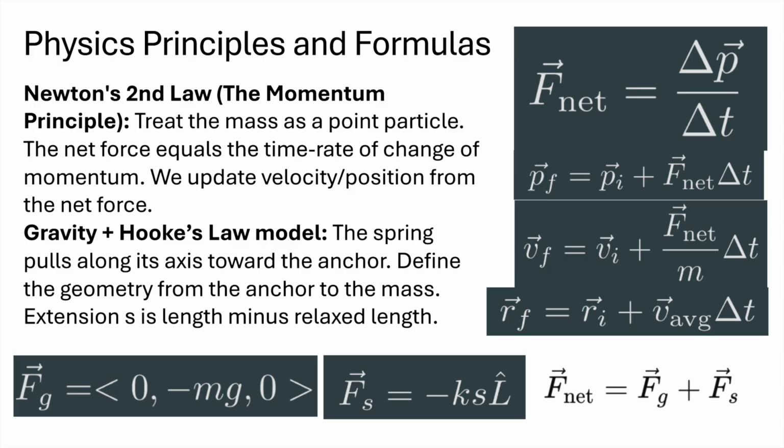So, our physics principles and formulas: we use Newton's second law, the momentum principle. We treat the mass as a point particle. The net force equals the time rate of change of momentum. We update velocity and position from the net force. In the gravity and Hooke's law model, the spring pulls along its axis towards the anchor. Define the geometry from the anchor to the mass, with extension S as length minus relaxed length.